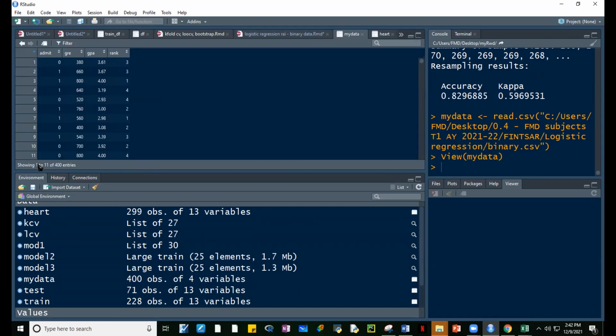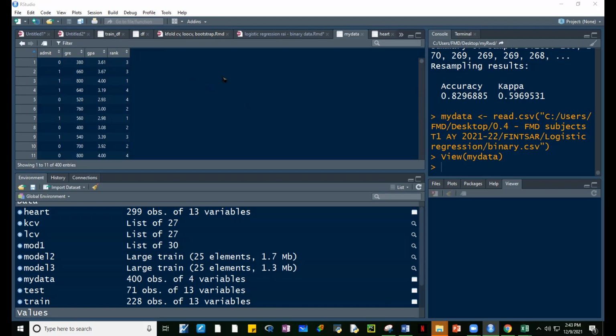Okay, our data consists of 400 observations. You have the admit variable, GRE, GPA, and rank. So when we discussed this, we said that we'd like to create a model where we will be able to predict whether an applicant for a graduate school study will be accepted or not accepted based on these three variables: the GRE, this is some result of a graduate examination, the GPA, and the rank.